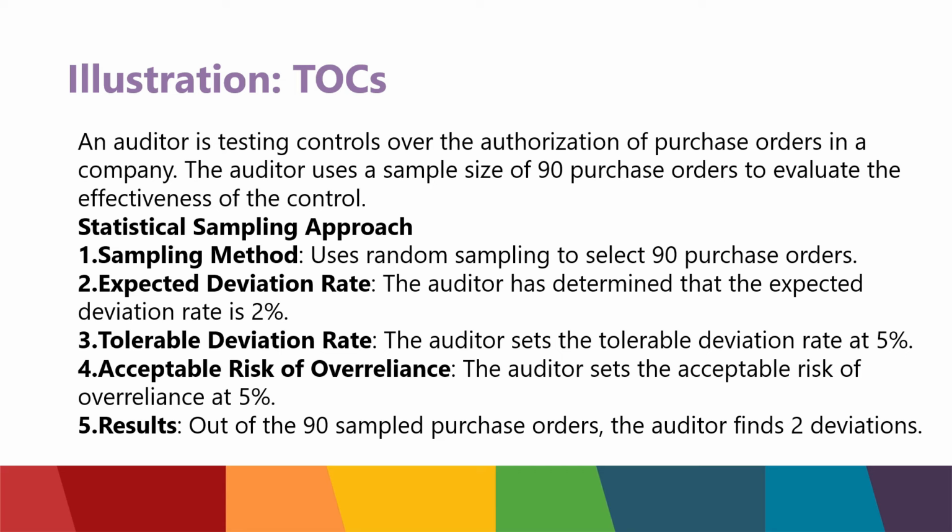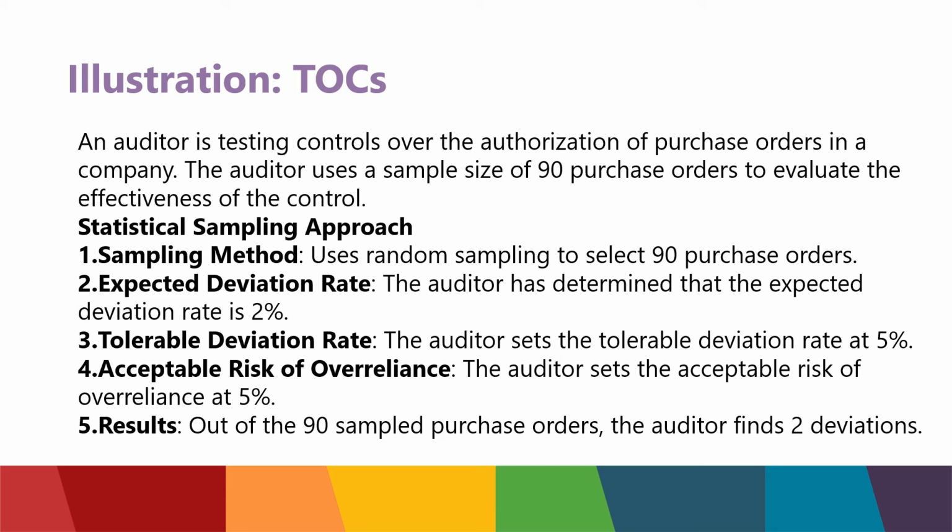Now, here are the pertinent facts of our illustration. So, the sampling method used is random sampling. Again, our sample size is 90 purchase orders. The expected deviation rate, and right about here, we remember that if it's expected, then it will have a direct relationship to sample size. So the higher the expected deviation rate, the bigger our sample size. In this case, the auditor has set it at 2%.